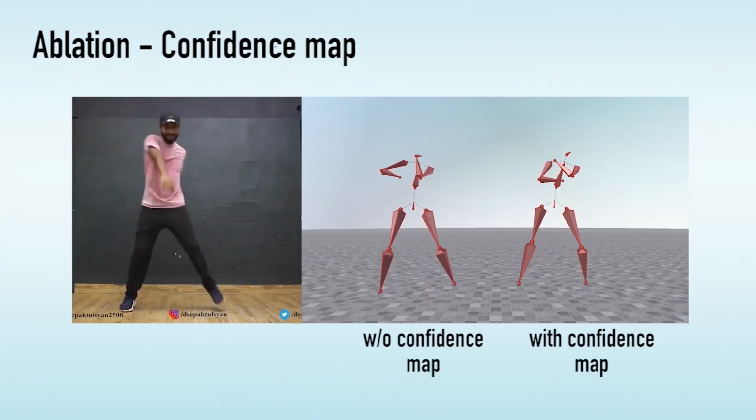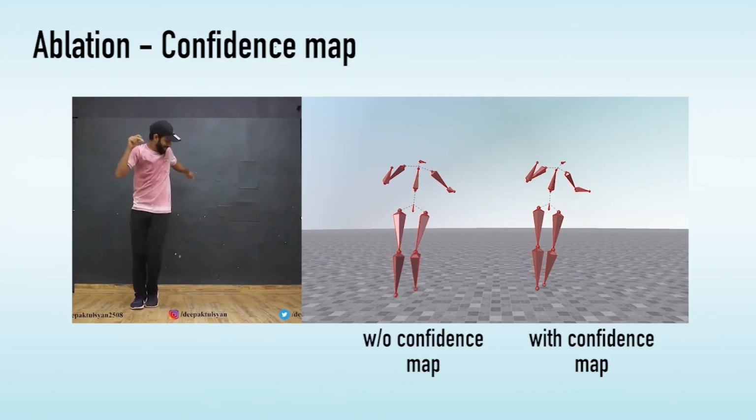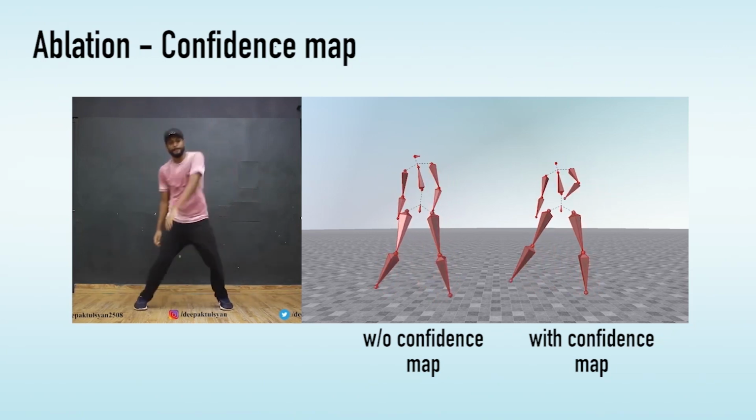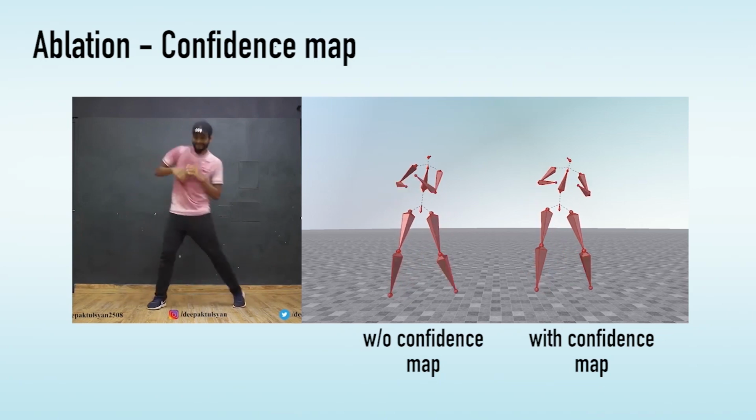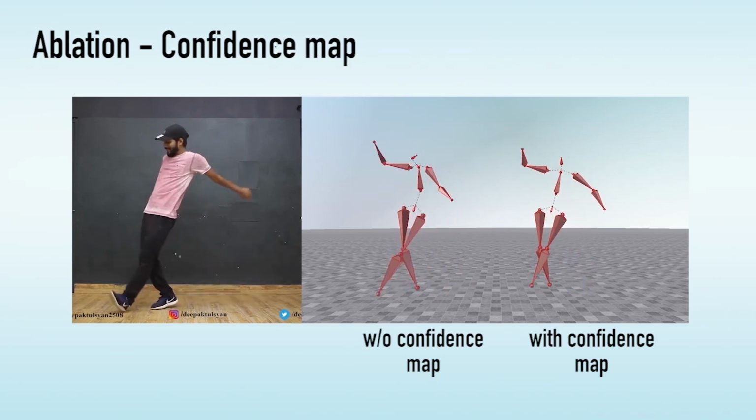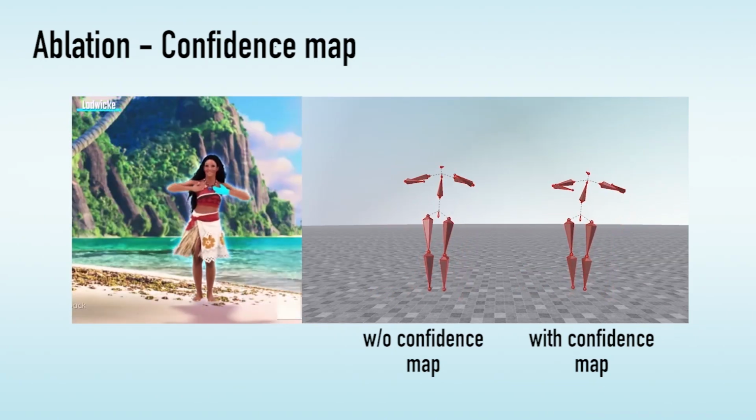Here, we demonstrate the contribution of the simulated confidence values to the results from videos in the wild. It can be seen that our approach improves the stability and temporal coherence that came from erroneous 2D detection.